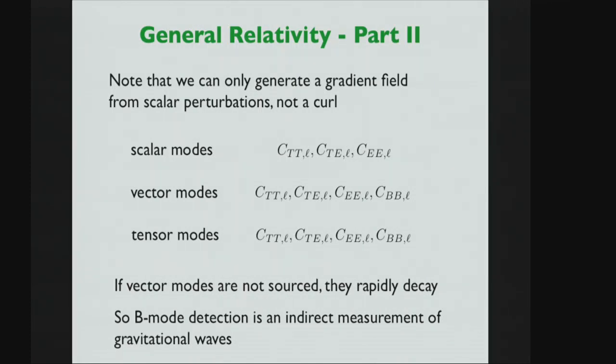But this simple fact, following from the transformation properties of the E and B modes, tells you that if you see a B-mode polarization, you're actually looking at tensor modes, at least in the context of inflation. It changes if you have something that sources them, like cosmic strings and so on.